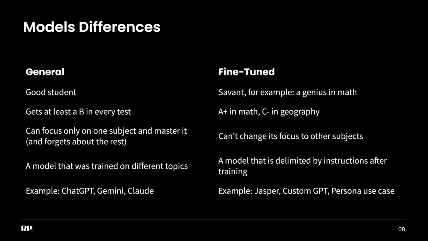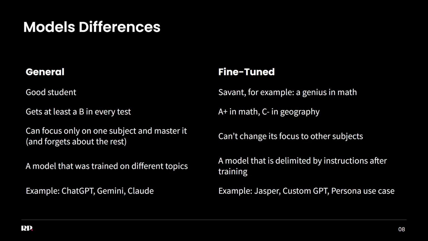The fine-tuned model, you can think of it as someone that was a good student in the past, but now is a savant. It's a genius in mathematics, but always gets a C minus in geography. Like they simply can't know where Ireland is in a map, for example. And it can't change its focus to any other subject. It's really specialized in doing that specific thing. In this case, mathematics, not geography. So that's the main difference.